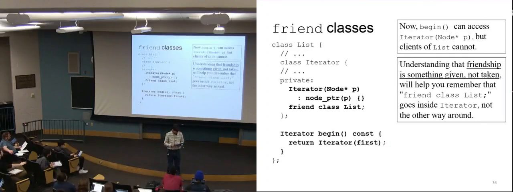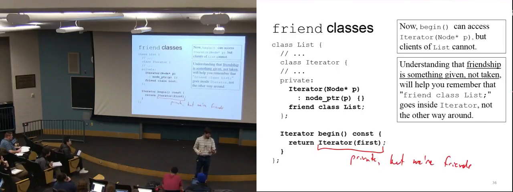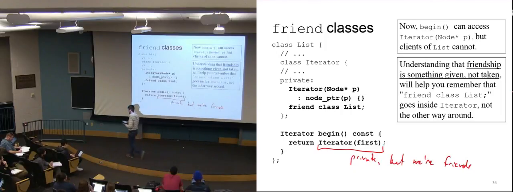So now, this is private, but we're friends. To remember how friend works, just remember that friendship is something that is given, not taken. So this is like iterator giving consent to show its private parts to list. I know, right? So now list can touch iterator's private parts. Just to be very specific.